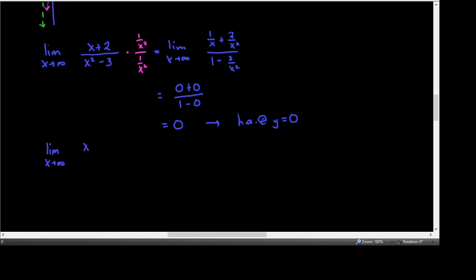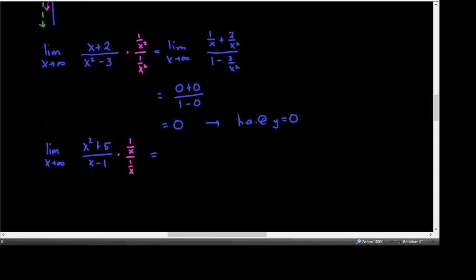Let's do x squared plus 5 over, and the degree of the numerator is greater than the degree of the denominator, so let's make this x minus 1. The greatest power of x in the denominator is x to the first, so my trick says to multiply by the reciprocal of that greatest power of x in the denominator, so 1 over x, over itself as a form of 1.